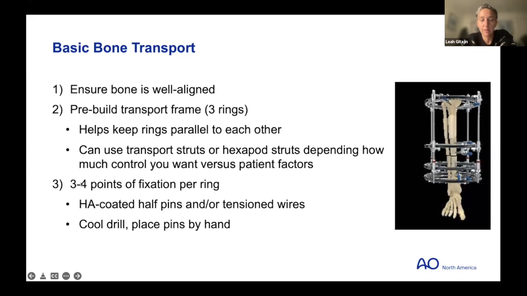I think you really need 3, but you can expect at least 1 to get a pin site infection, and you want to have the opportunity to pull a pin in clinic as opposed to having to take them back to the operating room to revise a ring. So I always try to have at least 1 extra.